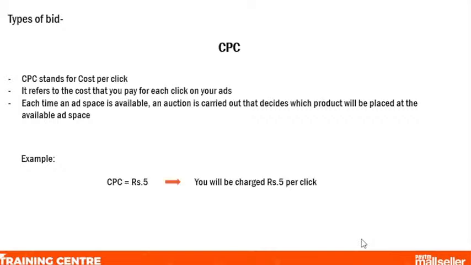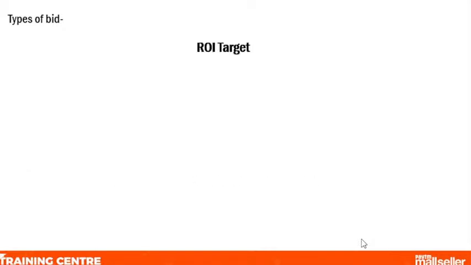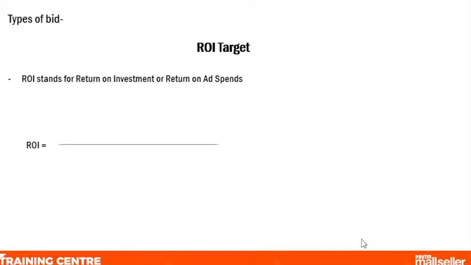The next one is ROI. ROI stands for return on investment, or you can say return on ad spend. ROI has a simple formula. Returns means GMV generated through sales divided by the amount invested in the advertisement.